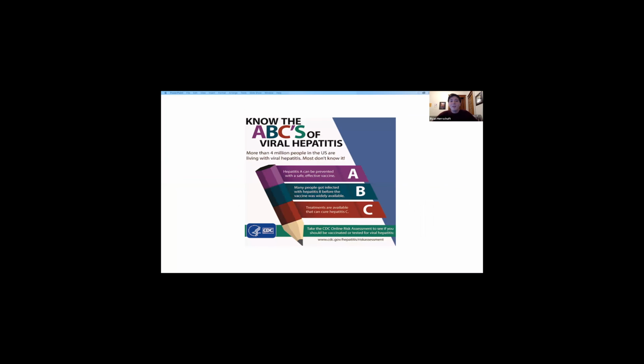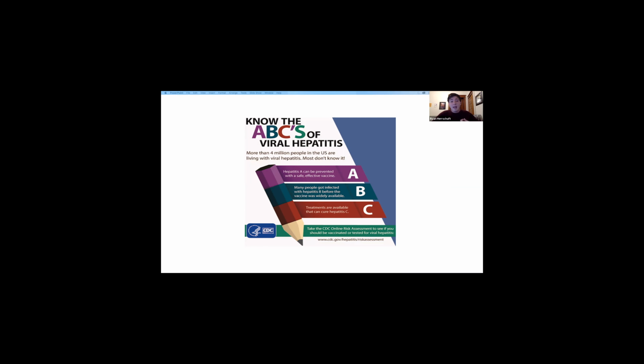So this is a lovely graphic by the CDC, and they point out that there are three major causes of viral hepatitis that people in the US should be aware of. The term hepatitis refers to inflammation of the liver, and viral hepatitis refers to a range of viruses that can cause inflammation of the liver. They cause other things as well, but inflammation of the liver is one of the hallmark symptoms.